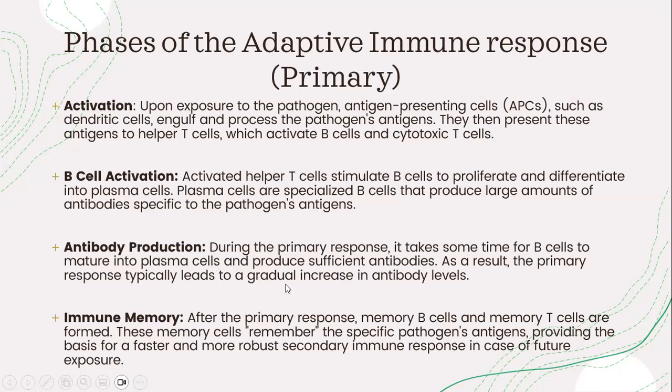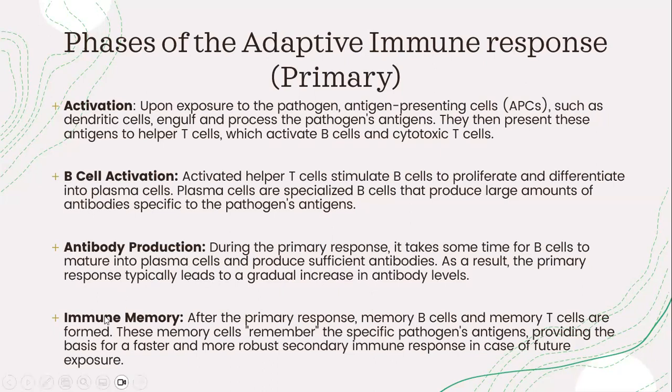For antibody production in a primary response, it takes some time for B cells to mature and produce sufficient antibodies. So that's why a primary response lasts longer than a secondary response, because it takes some time for them to become mature and then produce enough antibodies to destroy the pathogen.